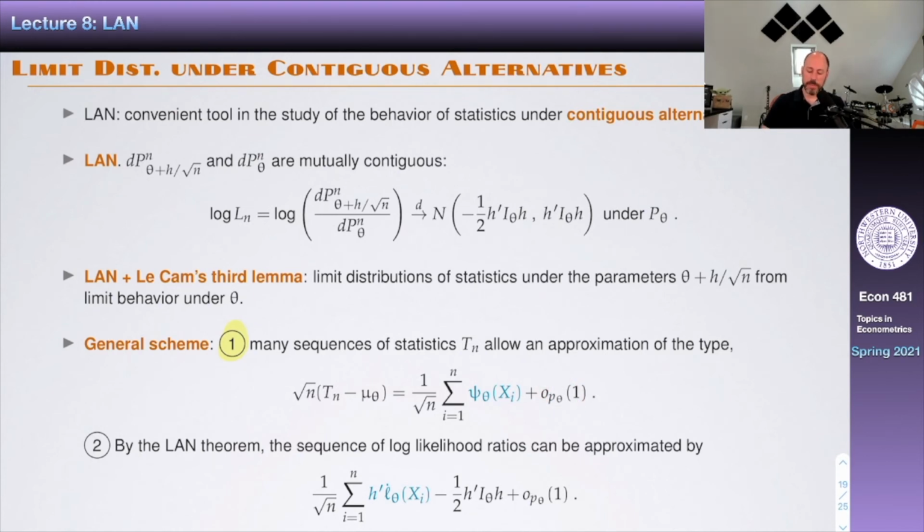And then we're also going to use that local asymptotic normality gives us that the log likelihood ratios are going to be determined by this expression over here. And the only part that is random here is, again, h prime l dot. So at the end of the day, all the action is going to be driven by the score of the model and the influence function of the test that you are considering. And that's going to be the game.